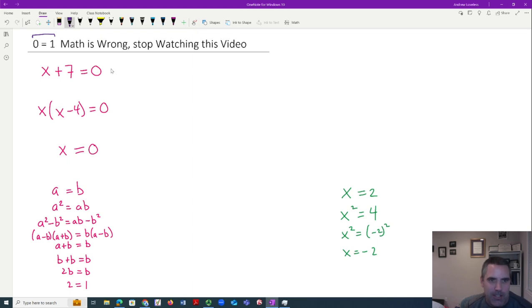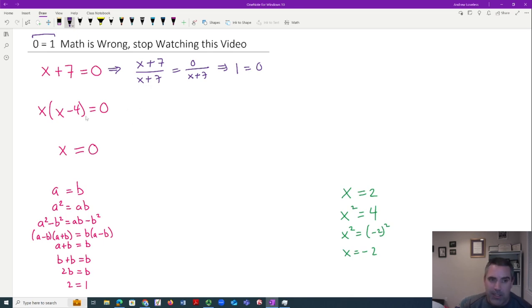My quick comments are this. I just tried to come up with a few quick examples. A common thing I see is people divide both sides by x plus 7. Just to give you an example: 0 over x plus 7. And they'll conclude, well, this is 1 and this is 0. 1 equals 0 and math is wrong. See if you can think of what the error was there.